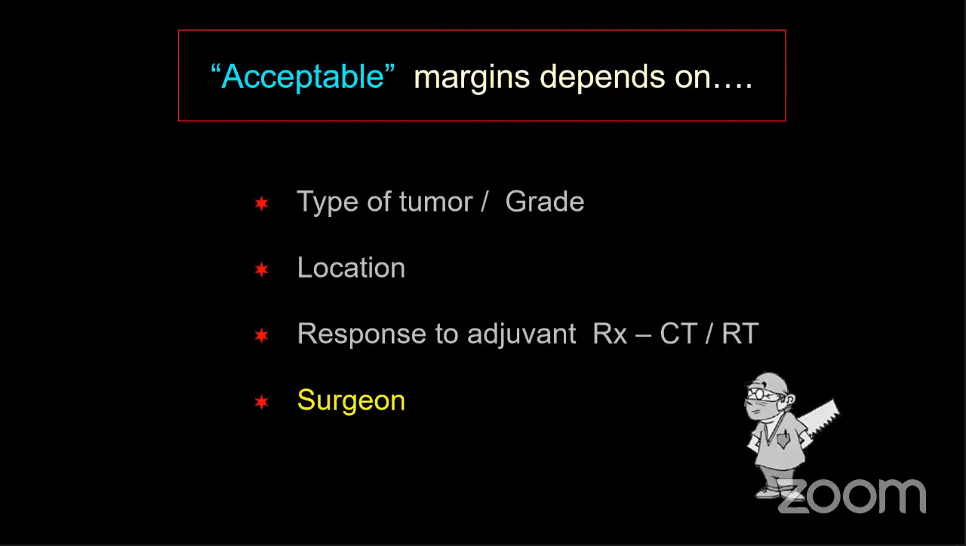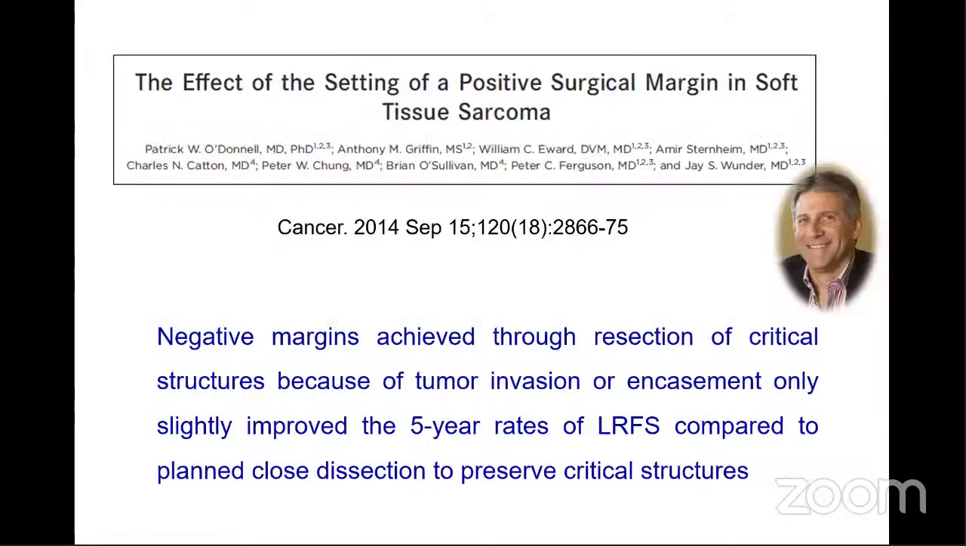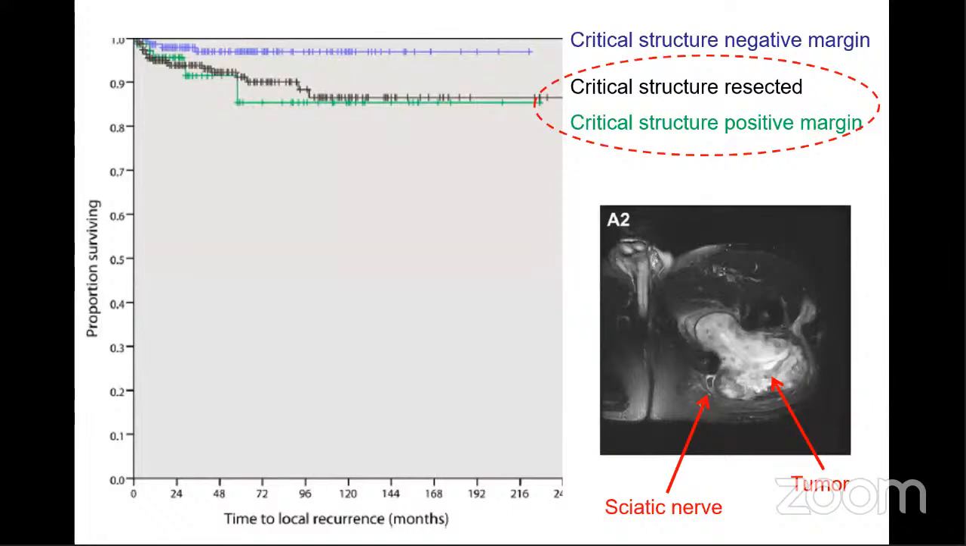A surgeon also uses personal preferences very often to decide on margins, and this paper from the Toronto group again documents that when there is a critical structure that is involved or partially encased by the tumor, resecting that critical structure may not necessarily contribute vastly to better local control. Doing a marginal or a planned positive excision to just save that critical structure may actually give you equivalent margins with much better functional outcomes.